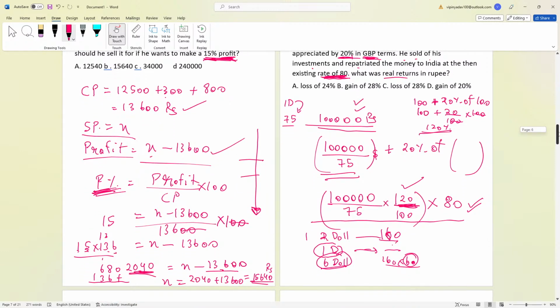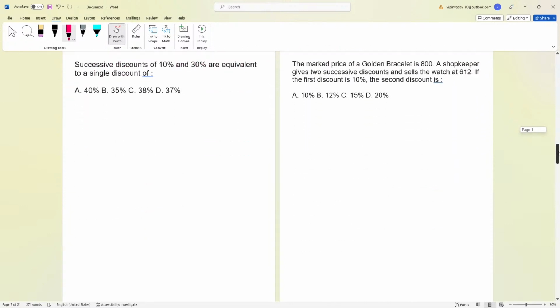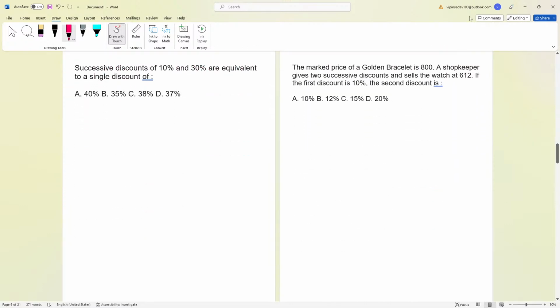So let us move to the next question. We have to simplify this part, so we can all do that. Now, next we have a discount concept. The question says successive discount of 10% and 30% is equivalent to a single discount of one of these four options. Try everybody and tell me the answer.